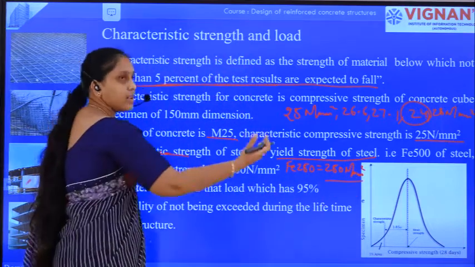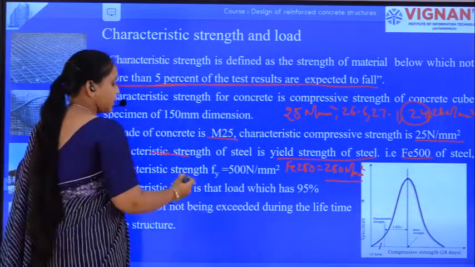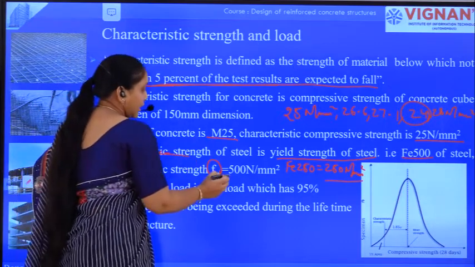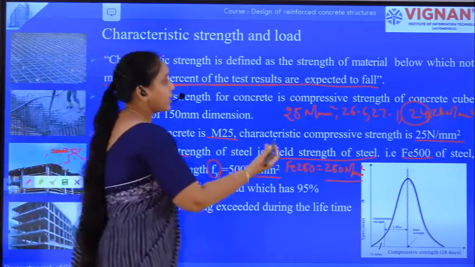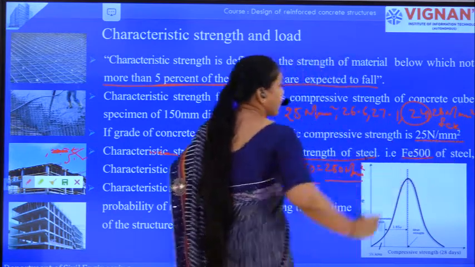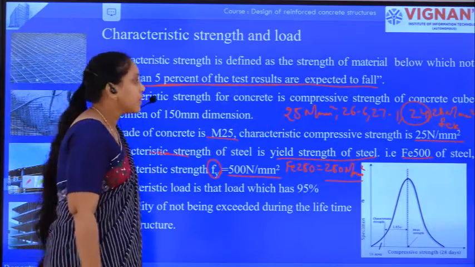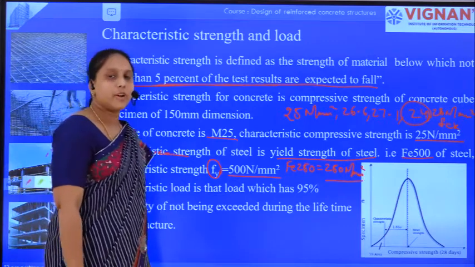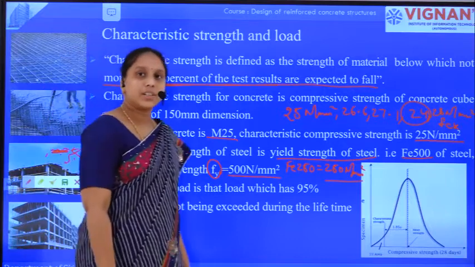In the similar way, for example, if we have taken Fe 500, then what will be the characteristic strength? The characteristic strength is denoted by fy, and it will be 500 Newton per mm square. Here in concrete the characteristic strength is denoted by fck, and here it will be 25 Newton per mm square. In the similar way, if the grade of steel is Fe 415, the characteristic strength fy will be 415 Newton per mm square. So this is regarding the characteristic strength.